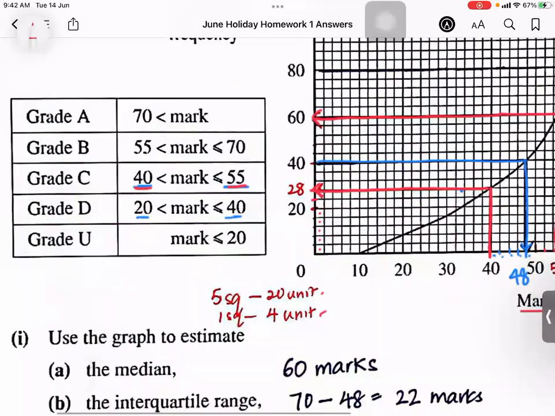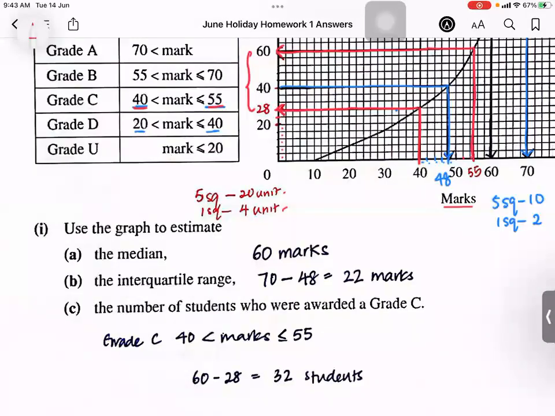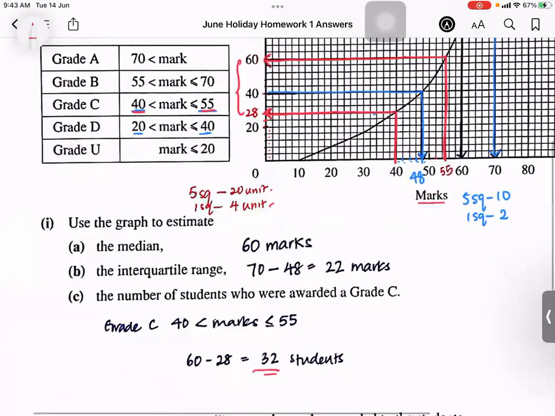So how many people scored a C grade? The people in between here. So I need to take 60 minus 28. 60 minus 28 gives me 32 students awarded a C grade. Okay, so you should be able to read how to find these kinds of values.